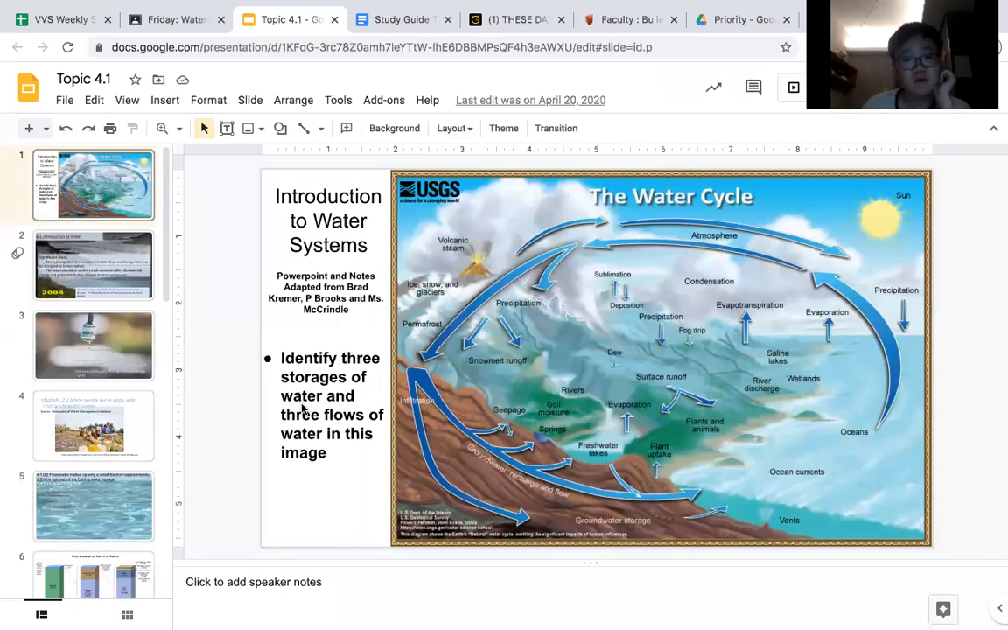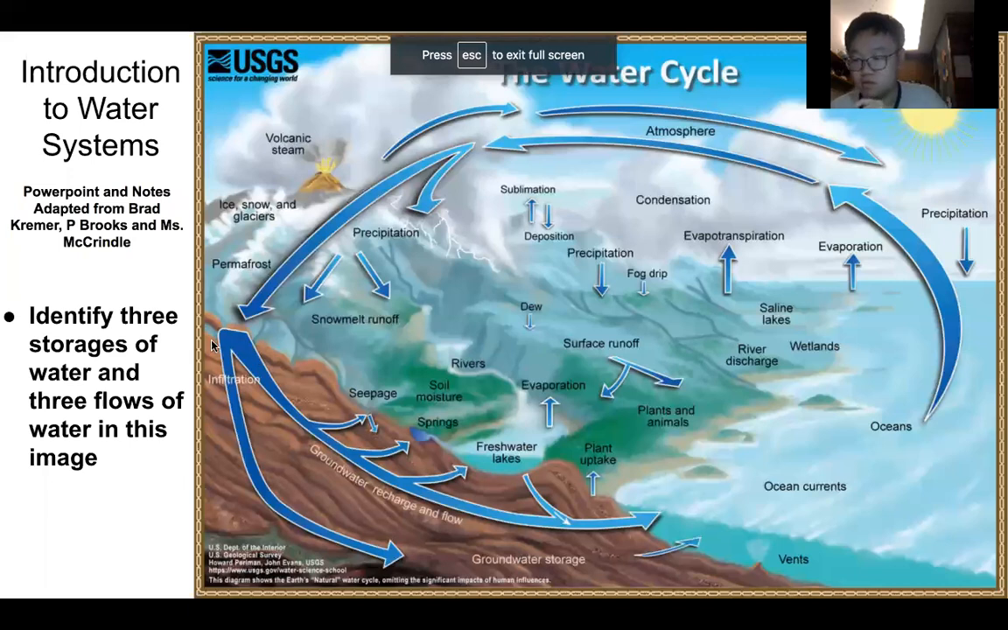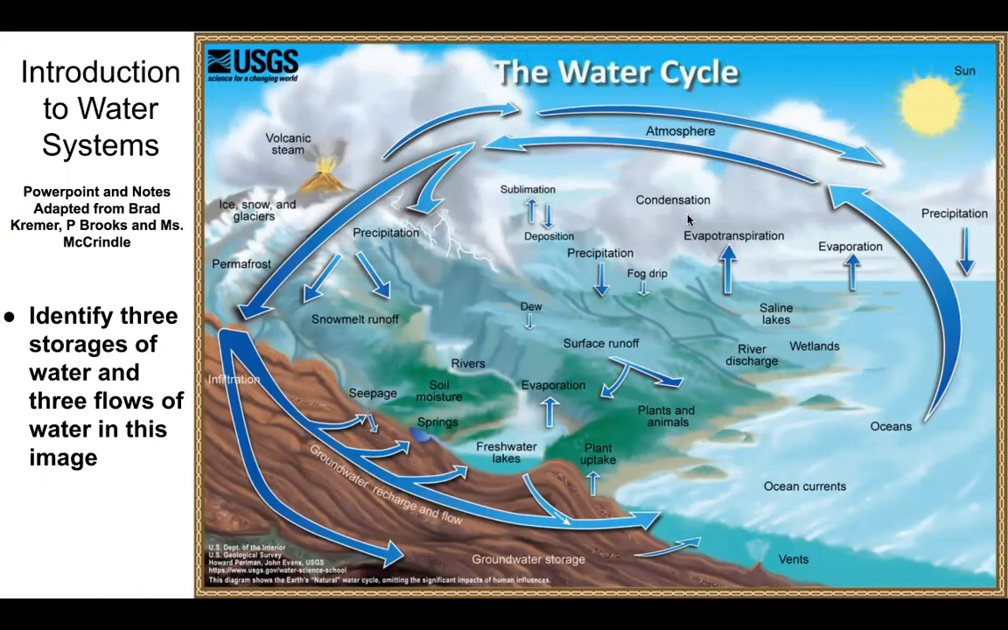Okay, so the water cycle. It's composed of different storages and flows. Storage is where the water is stored. So we see water stored in the atmosphere, water stored in the oceans, obviously, in wetlands, in lakes, in ice and snow. And then we also see transfers or flows of water.